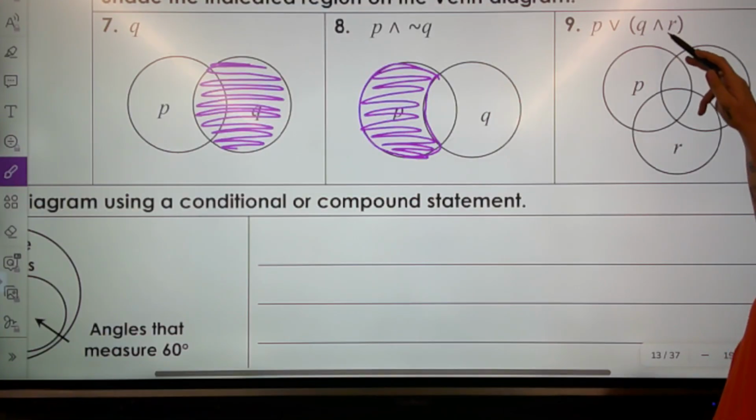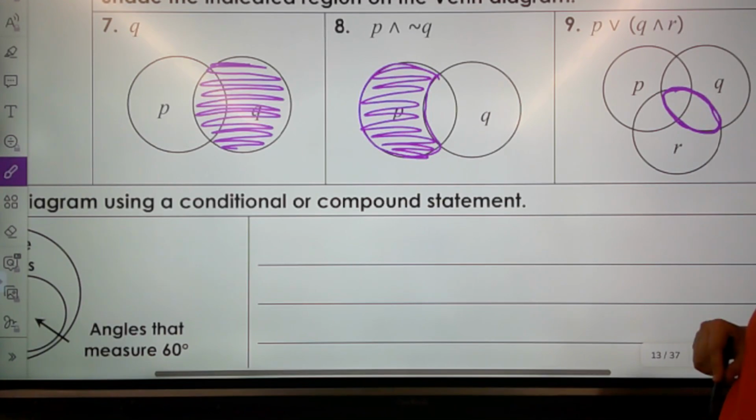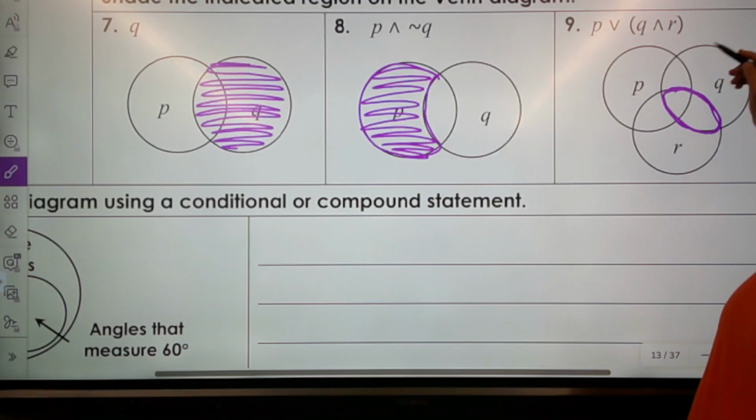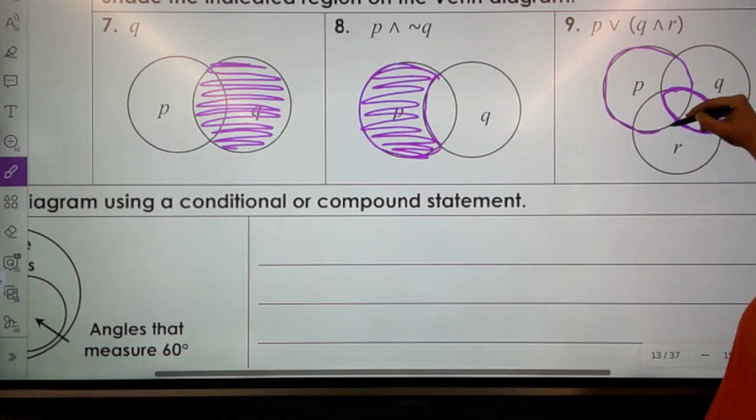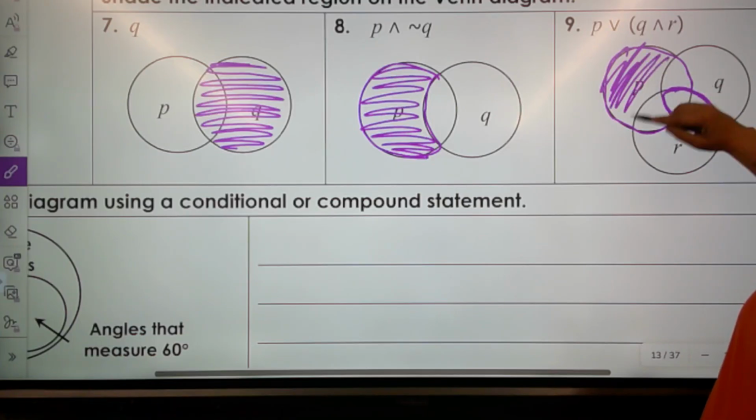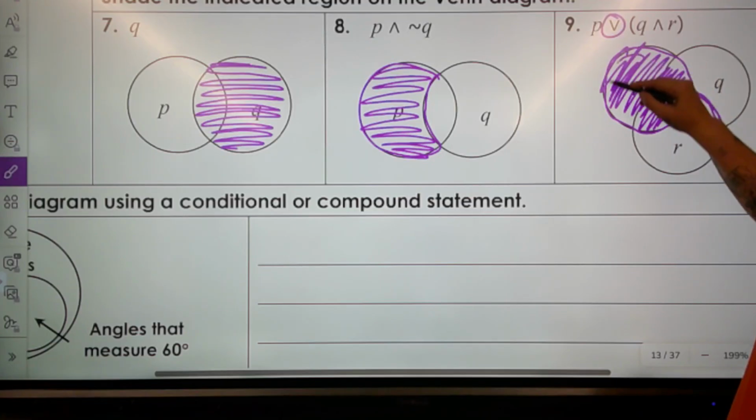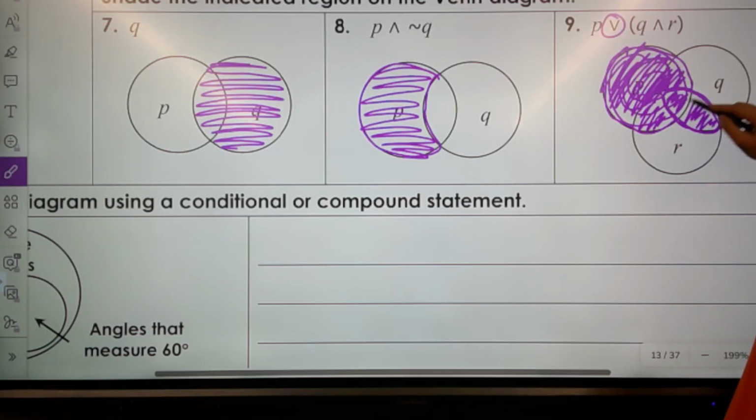9 gets a little more complicated. You got to do what's inside the parentheses first. Q and R. So what is Q and R? Let's see. Q and R is this piece right here. Right? It's the overlap between Q and R. Now it says P or Q and R. So we're going to do P or the overlap of Q and R, which means we can use all of P and Q or Q and R. Which means you also get this piece. Because it's an or. Right? So any of P, or any of the Q and R.